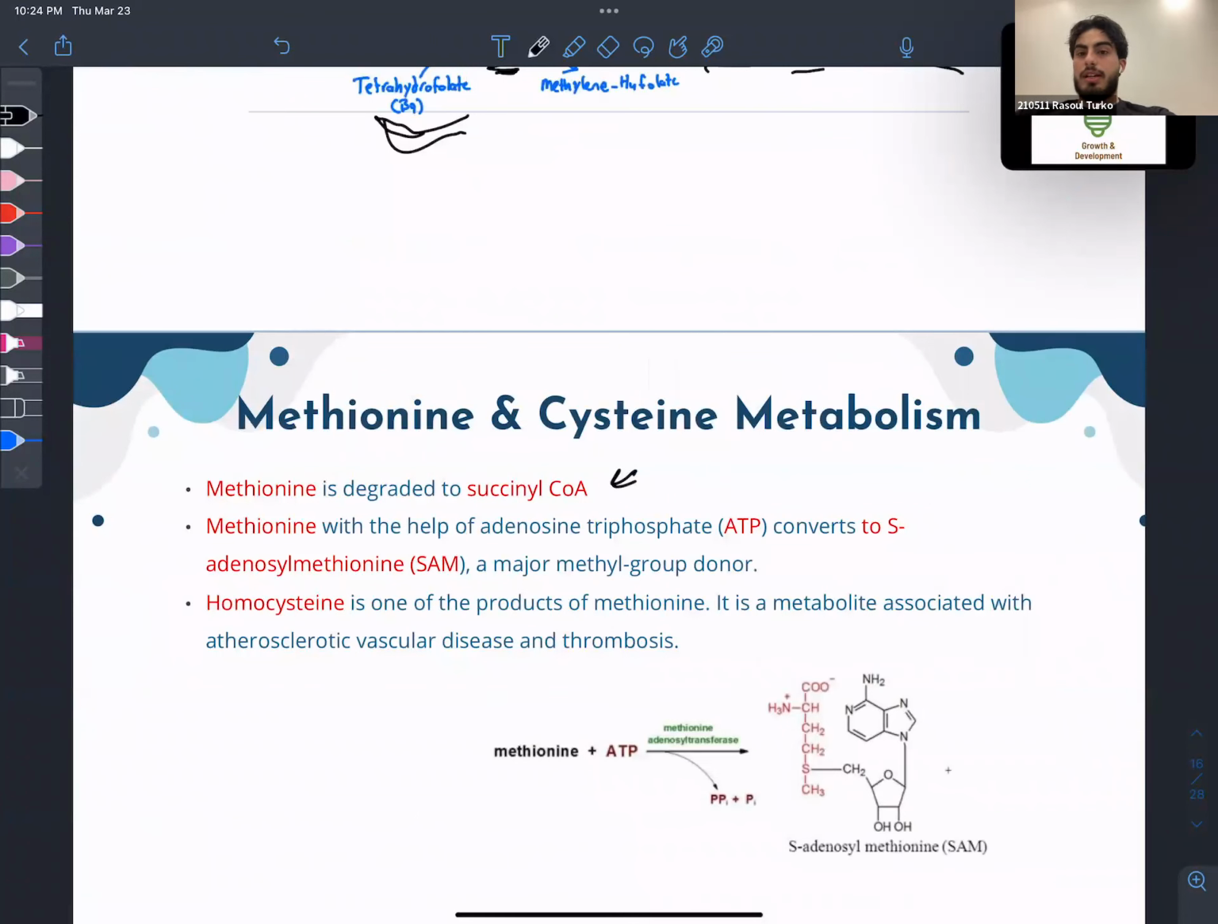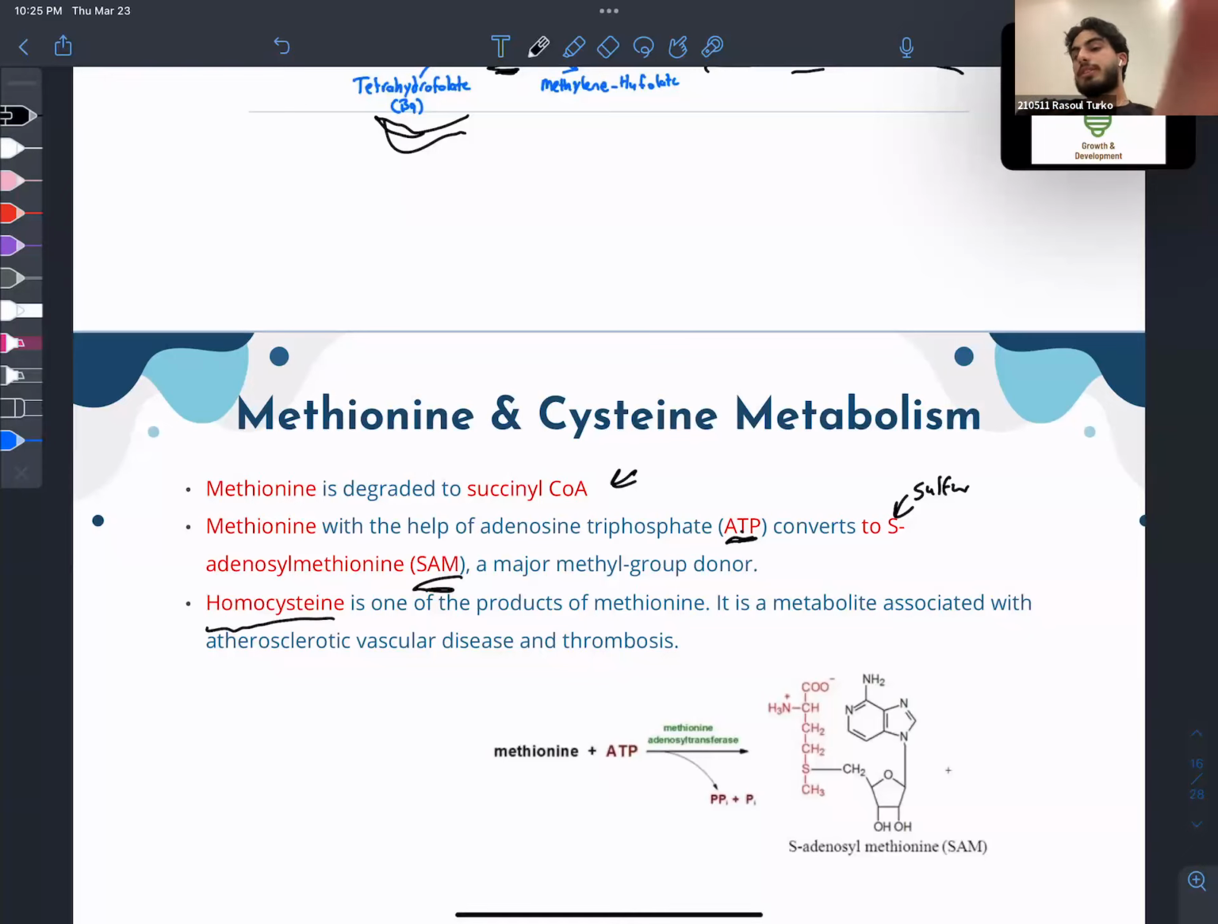What you need to know is that methionine, with the help of ATP, transfers into something called SAM. The S stands for sulfur, so S-adenosylmethionine, which is SAM, and that is a major methyl group donor. So we need methionine plus ATP to get SAM. That SAM will donate the methyl group somewhere else, which we're going to talk about in the next slide. And then after that, we get homocysteine.